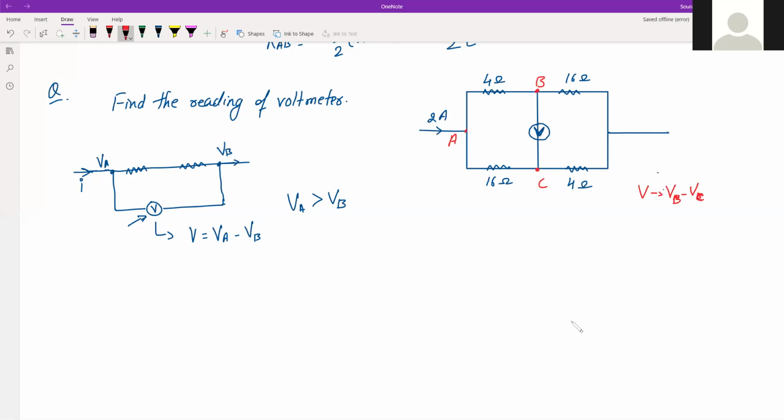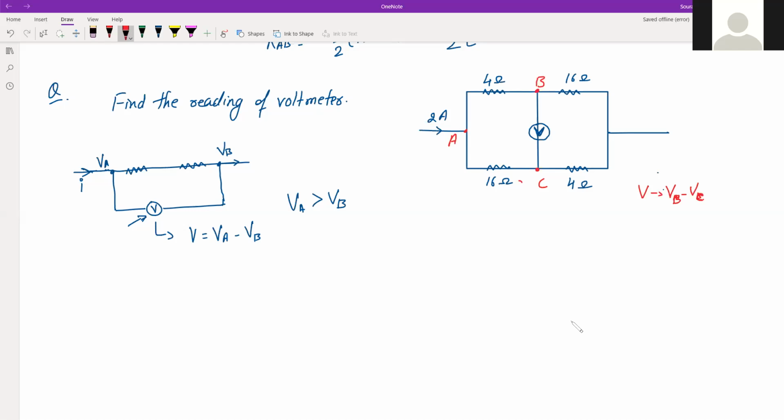So this point is A. Between A and B, there will be a potential drop. So the potential drop between VA and VB is something which we should know. And between this A and C, again there will be a potential drop because the current will pass through this 16 ohm resistance.